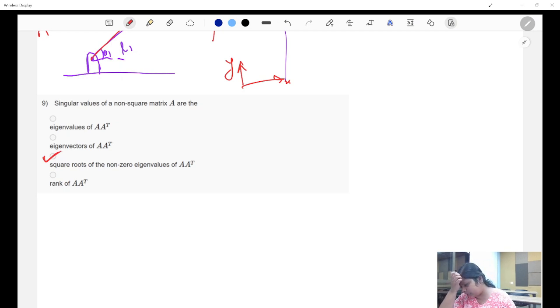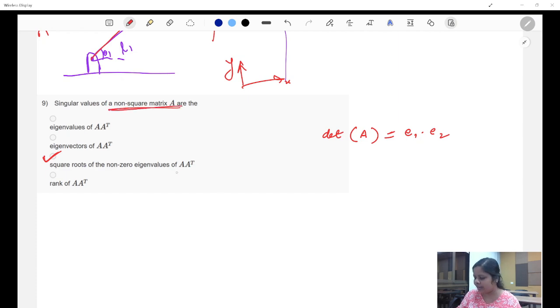If it is a non-square matrix, we want to make it square always. The determinant of a matrix A is given by the multiplication of eigenvalues. If it is a second order system, there are two eigenvalues, so it is given by the multiplication of them. But since your matrix is non-square, we will have to multiply both of them, take the eigenvalues from there, find the square root, and then we get the singular value. All right.